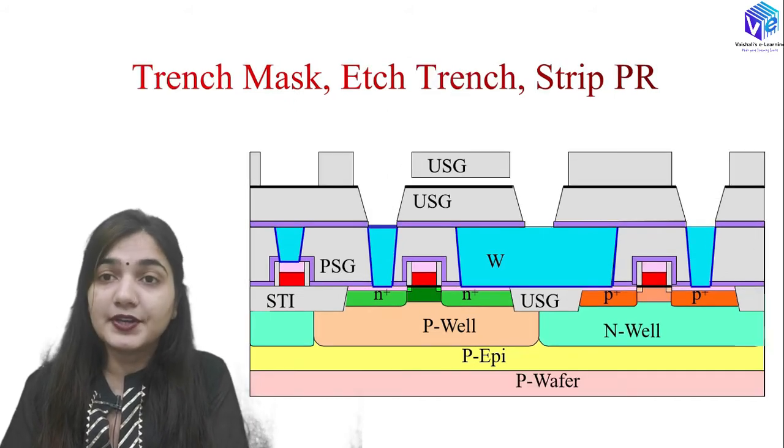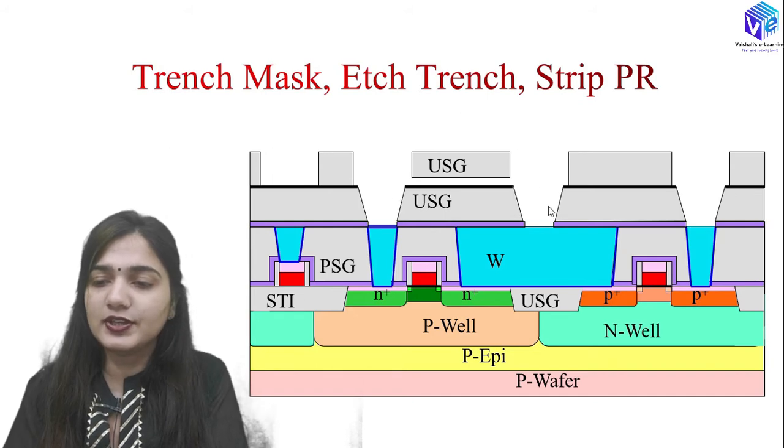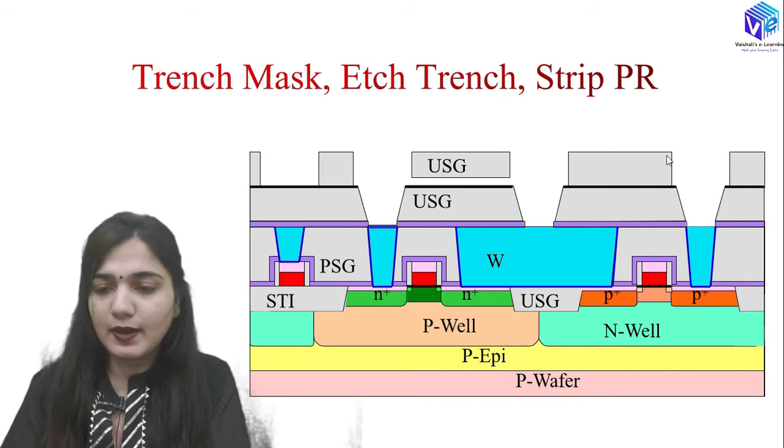Then I will be using the trench mask with the help of photolithography. I will be removing the trench. So this is called the etching of the trench. You can see here I have etched out the trench, and again I will be stripping off the photoresist. This is not required now.